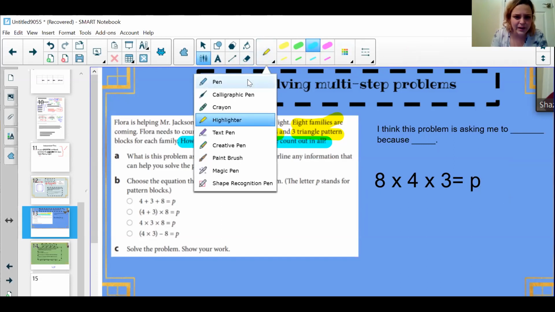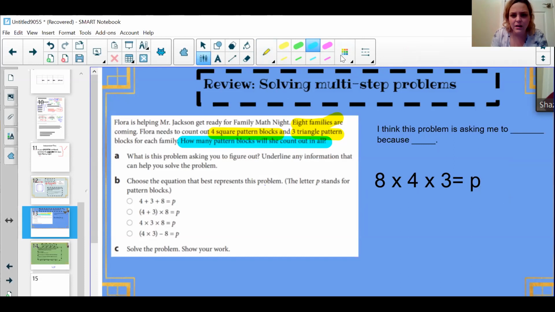Let's choose a different pen. I'm going to cross it out. So definitely not the first one. And then I'm looking at another one. The last option, 4 times 3 minus 8. That doesn't look right either.